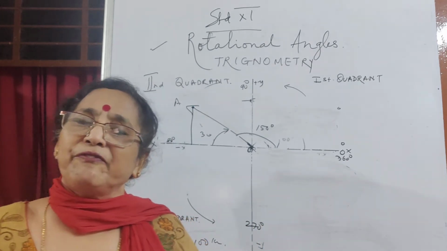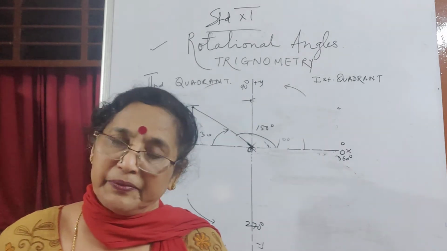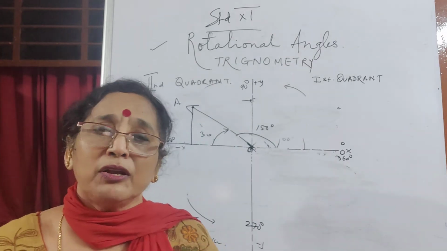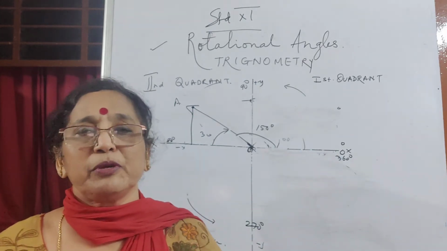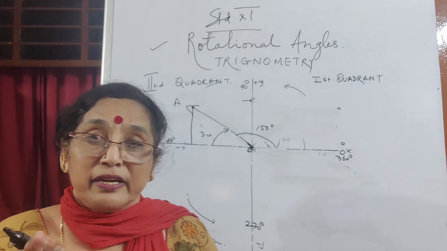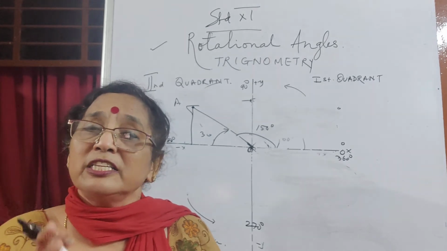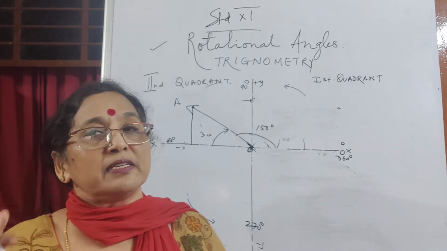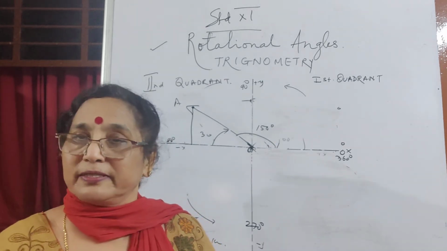These days children have a very poor concept of the equal to sign. They think the equal to sign is just a symbol in mathematics, not realizing that the left should be equal to the right. I am not saying 350 degrees is equal to 10 degrees. The angular displacement of 350 degrees anti-clockwise is the same as 10 degrees clockwise.